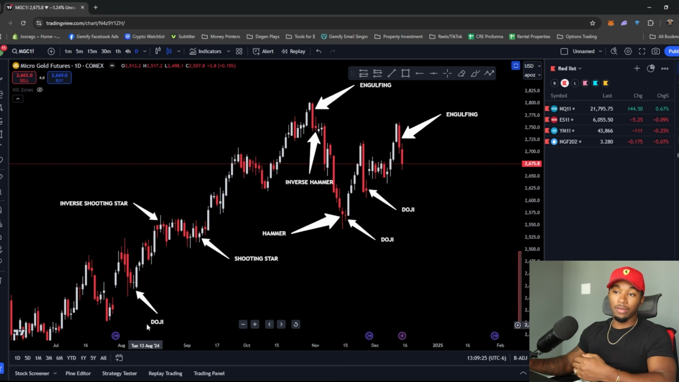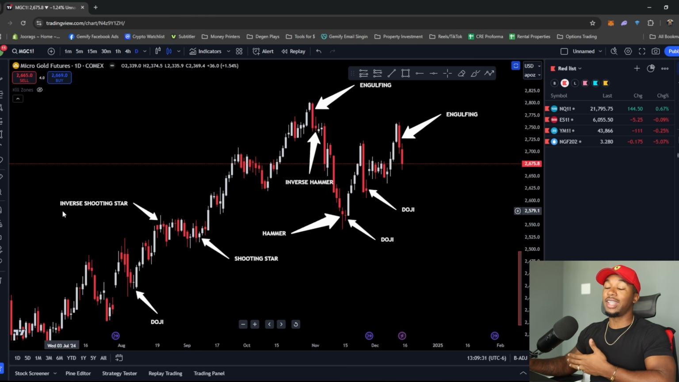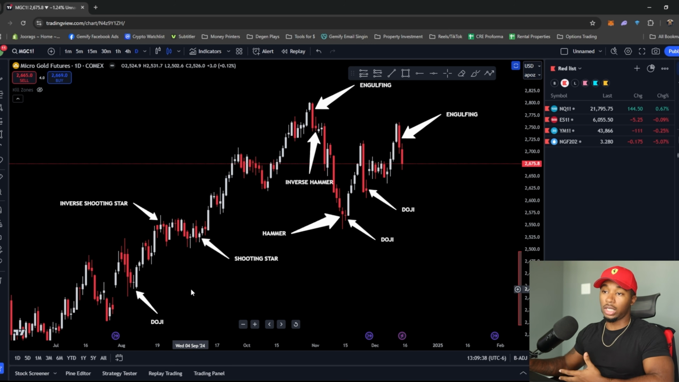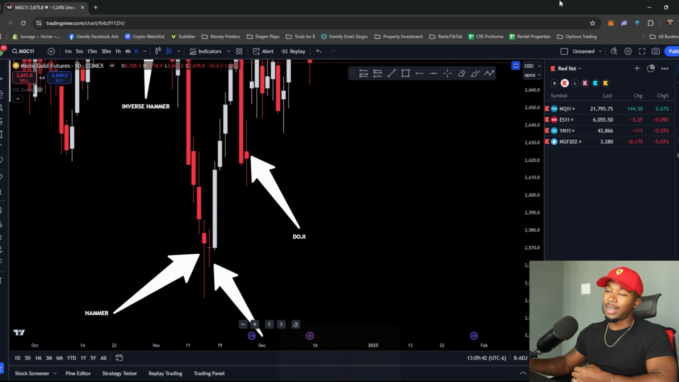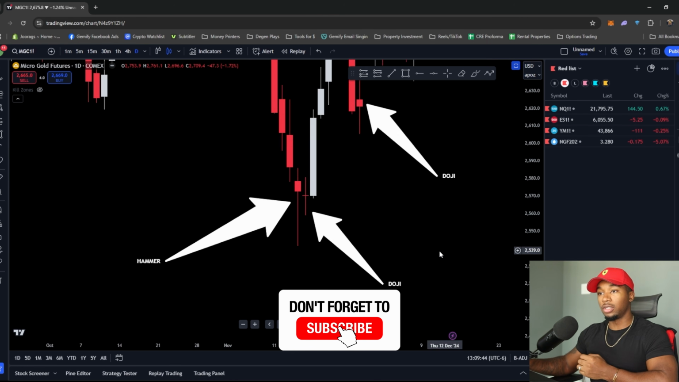So first of all, we have the doji candlestick. We have a shooting star. We have a hammer. We have an inverse hammer. We have an engulfing candlestick. We have an inverse shooting star. I have all these and I have a bunch of examples of them. So I'm going to go through them and tell you exactly what each and every one of them means. So let's start with a doji candle, which is very easy to see, spot, and understand.